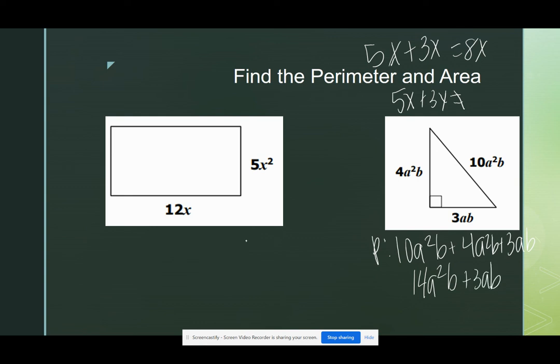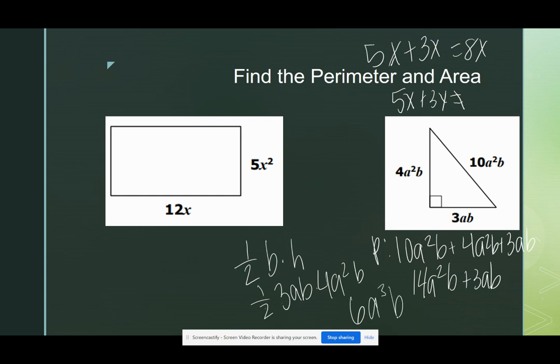For my area, we have to recall that it's 1/2 base times height for a right triangle. So we're going to have 1/2 my base, which is 3ab, my height is 4a squared b. So 1/2 times 3 times 4 is 6. A and a squared is a to the third. B and b is b squared from our rules. And that would be my final answer.